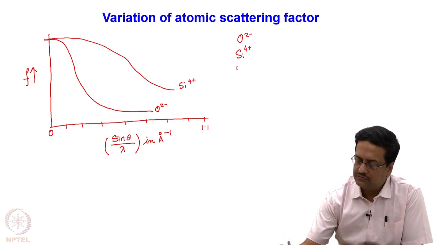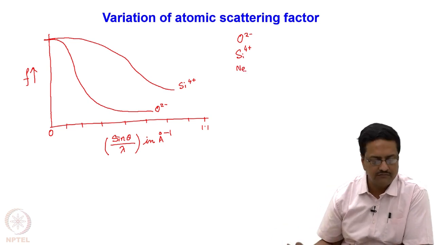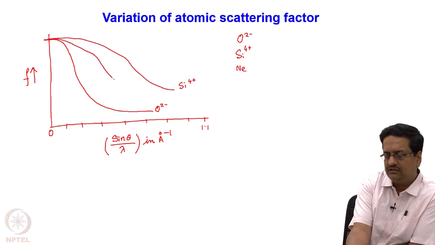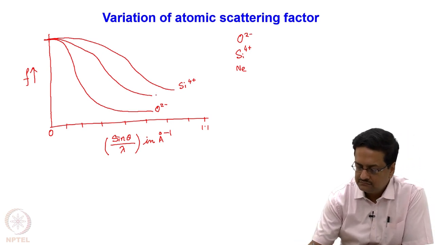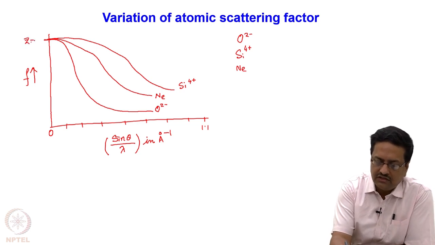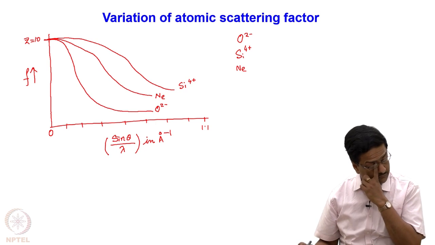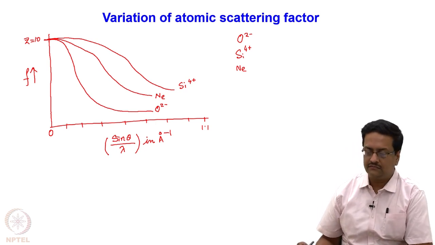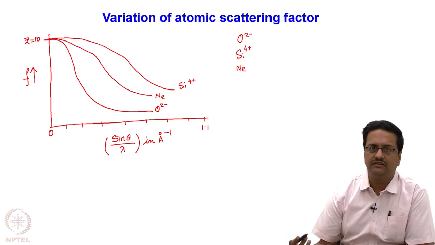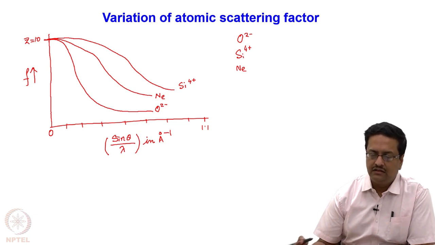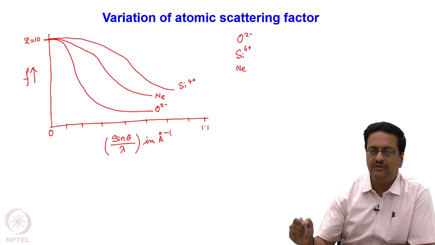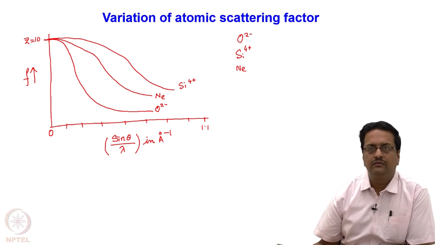If we draw the same plot for the inert gas neon, which also has 10 electrons, it starts from here and falls like that. All these are starting from Z equal to 10. So, this nature indicates that the scattering factor for all the atoms with a particular value of Z starts from the same point and then deviates in a different way.